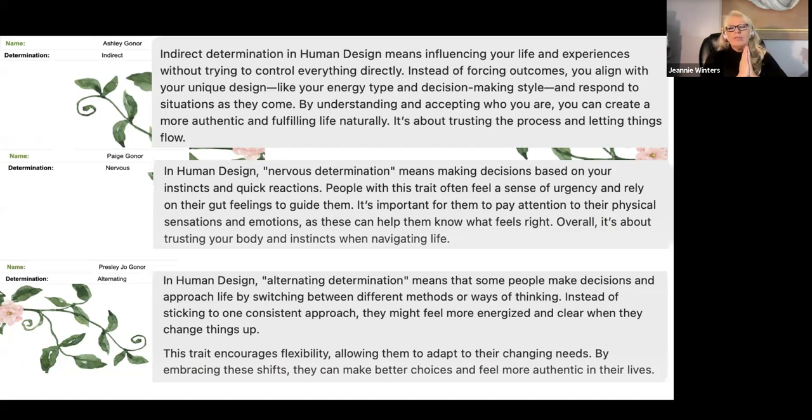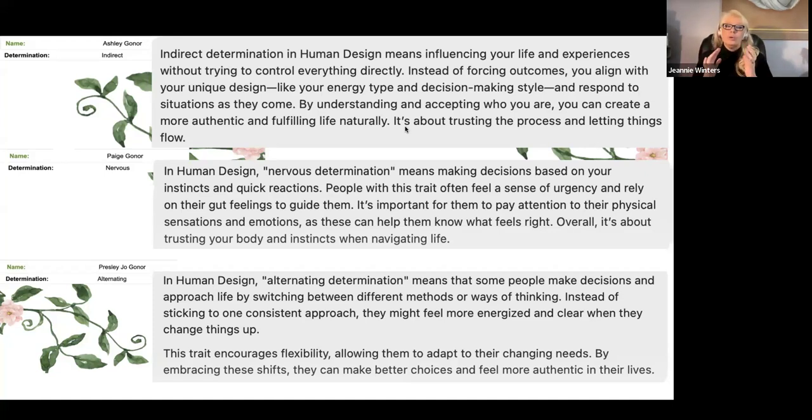As far as food, when you're looking at somebody like you, who has an indirect determination, I'll read this first. It means influencing your life and experiences without trying to control everything directly. Instead of forcing outcomes, you align with your unique design, like your energy type and decision making style, and respond to situations as they come. By understanding and accepting who you are, you can create a more authentic and fulfilling life naturally. It's about trusting the process and letting things flow.